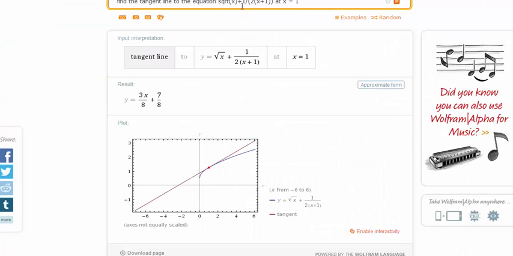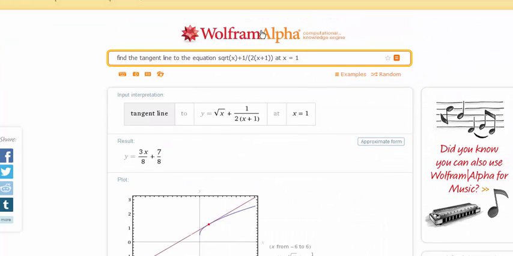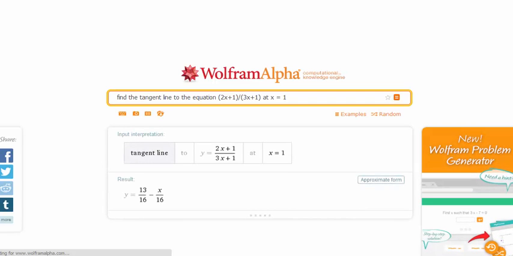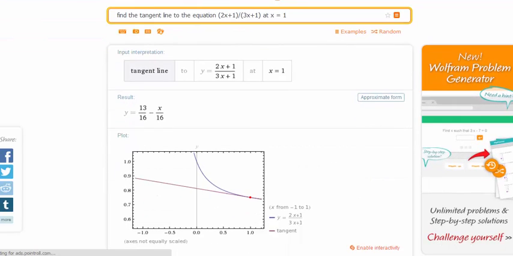We can also check it with Wolfram Alpha, so we'll ask it to find the tangent line of the function (2x plus 1) divided by (3x plus 1) at x equals 1. And so again, it'll go through and it'll do the computation for you. Here, it shows us what the graph looks like. Okay, and it gives us our equation, which is exactly what we had.